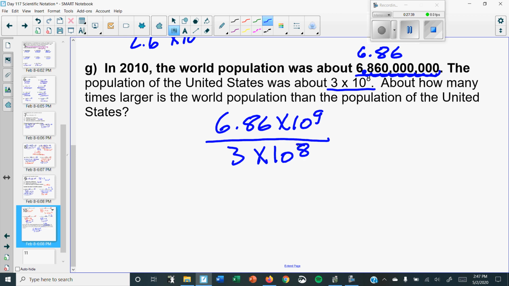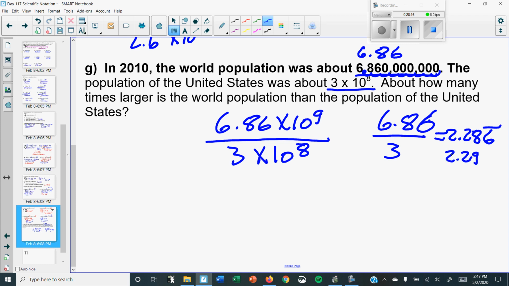So we do 6.86. We'll do this on the side. 6.86 divided by 3, or use your calculator. Let me write that again. 6.86 divided by 3. And you get 2.286 repeating. So why don't we round that to the nearest hundredth, since it says about how many times larger? About is such a relative term. We'll just say it's 2.29.